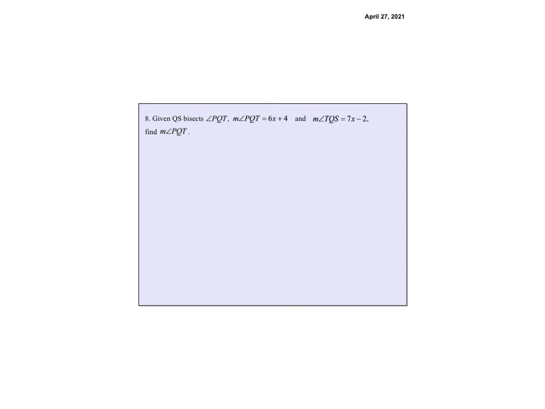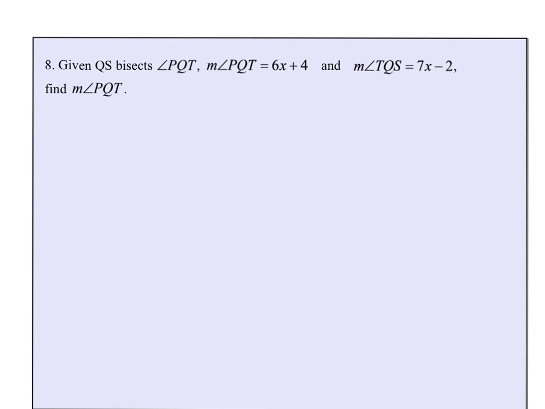So here we're going to have to draw something out. QS bisects PQT. So let's draw PQT. Okay, so we have an angle. Call that P, call that Q, call that T. So we have this angle. It has sides QT and QP, and QS bisects it. So, we'll eyeball. We'll give our best effort. So that's QS.